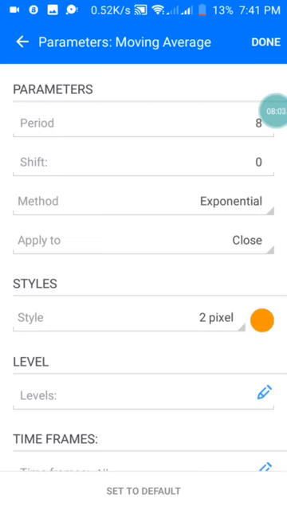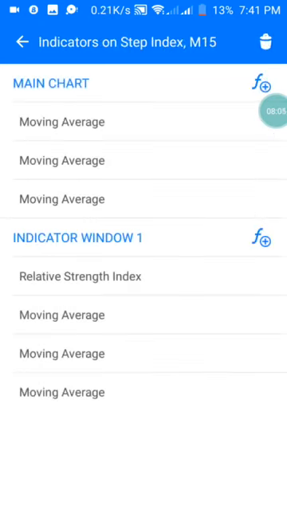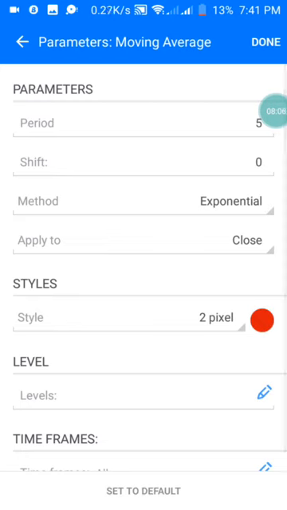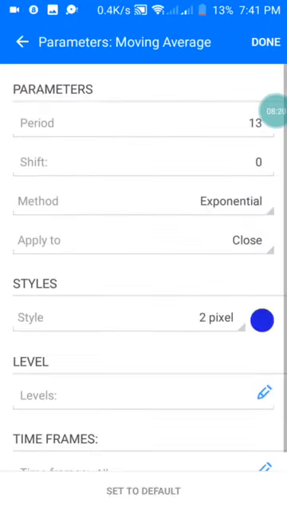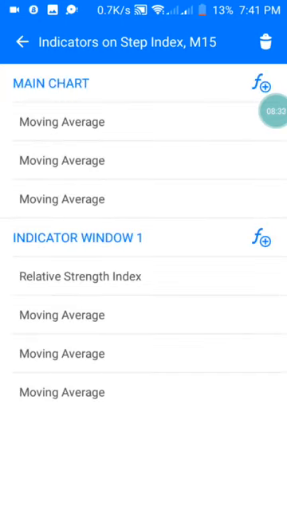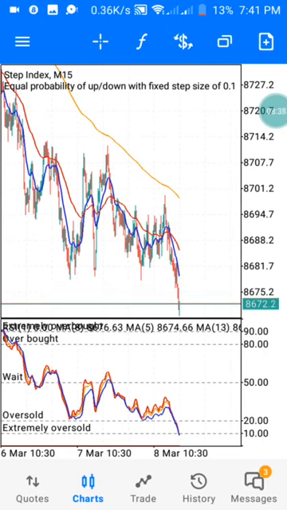Then move to the first moving average on the period of 8, shift of 0. So screenshot this and press on done. Then move to the second moving average on my window 1. The period is 5, the shift is 0, apply to close, then choose any color of your choice, press on done. Then on the last moving average, we have the period of 13, shift of 0, method of this, apply to close, then choose any color of your choice, then press on done. So by doing this, you will have the settings on your phone, and you will have it on your main chart.